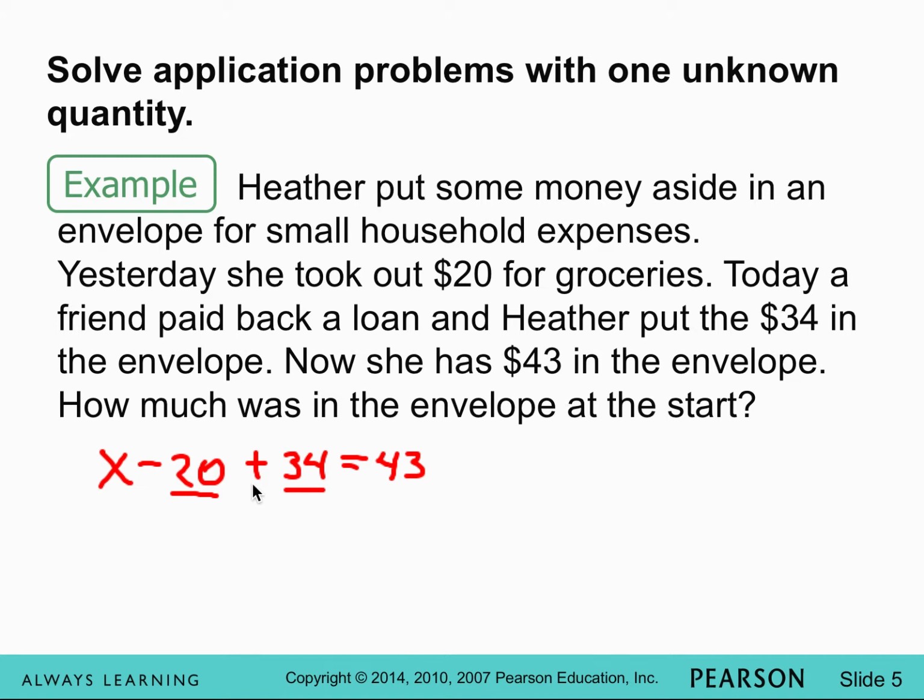Okay, got some things I can simplify. So signs are different means minus. 34 minus 20 is 14. Keep the sign in front of the bigger one. Okay, undo what's being added or subtracted. So let's subtract 14 from both sides. So x plus 0 is x. 43 minus 14 is, what's that, 29? So she has $29 in the envelope.